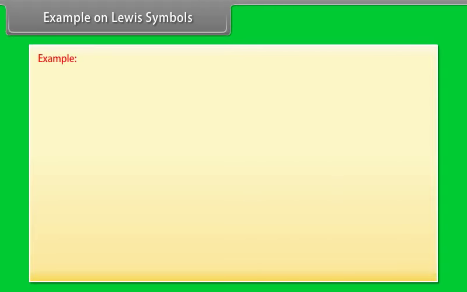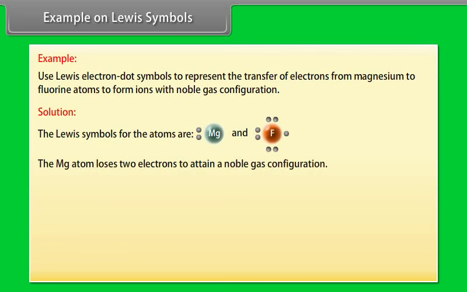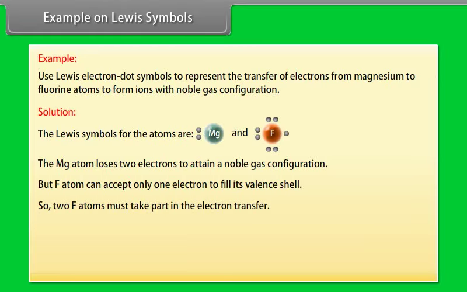Example on Lewis symbols. Let's take an example on Lewis symbols. Use Lewis electron dot symbols to represent the transfer of electrons from magnesium to fluorine atoms to form ions with noble gas configuration. Let's see the solution. The Lewis symbols for the atoms are given. The Mg atom loses 2 electrons to attain a noble gas configuration, but an F atom can accept only 1 electron to fill its valence shell, so 2 F atoms must take part in electron transfer. We can represent this electron transfer as shown.